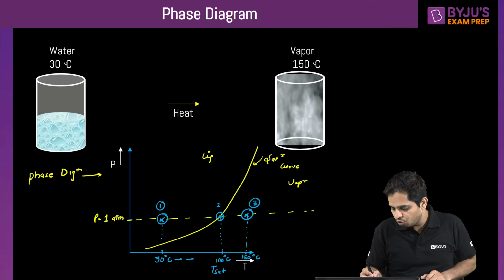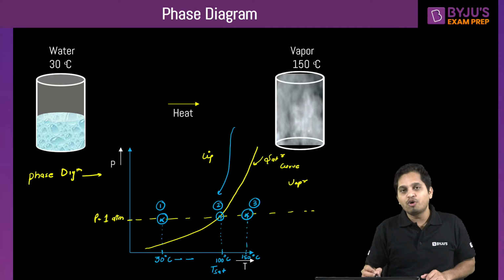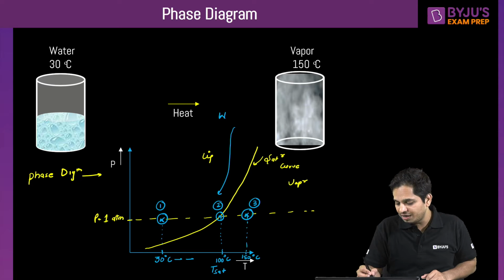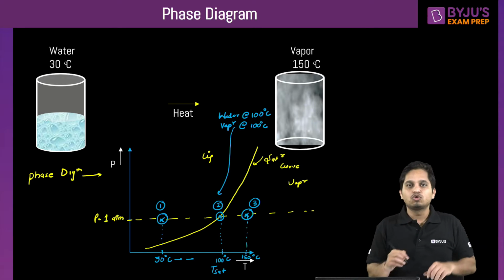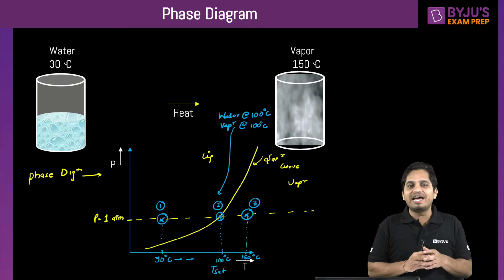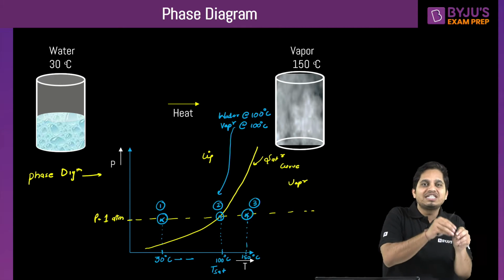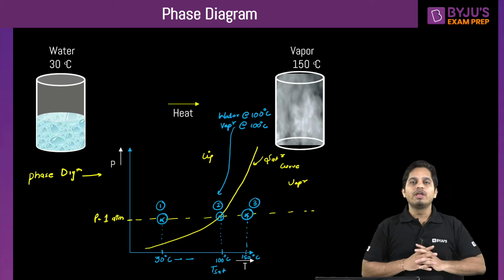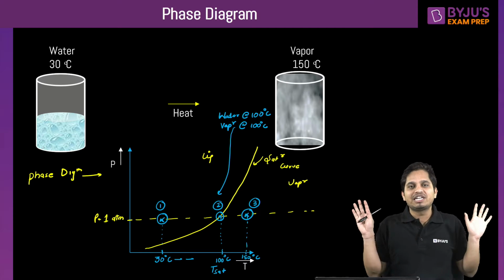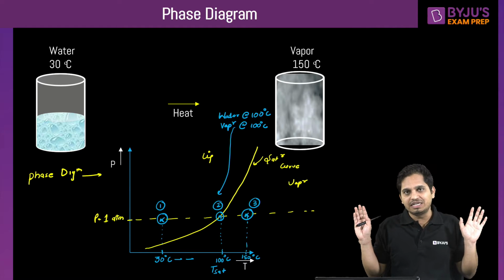But what about point 2? When I talk about point 2, I can say I had water at 100 degrees Celsius and I had vapor at 100 degrees Celsius. So if I only look at this diagram, I can say that water is instantaneously converted into vapor at the fixed temperature, which is the saturation temperature, 100 degrees Celsius.